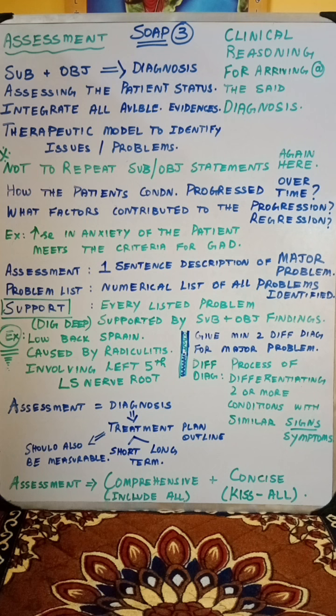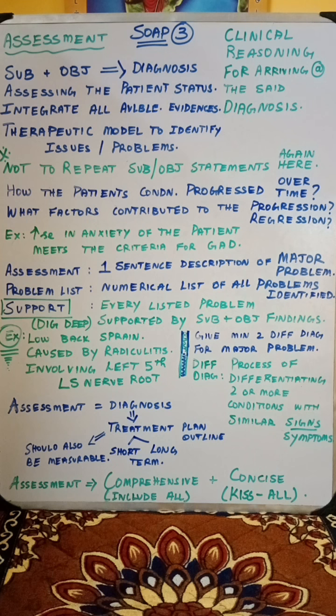But please remember, do not repeat the subjective and objective statements here again. Now, how did the patient's condition progress or regress over time? What factors contributed to the regression or progression of the patient's condition from, say, the 3 days they have been experiencing the pain until now, when they have come and been admitted? How did it progress in these 3 days? It increased, it decreased. What other symptoms came in, and what does the lab report say?